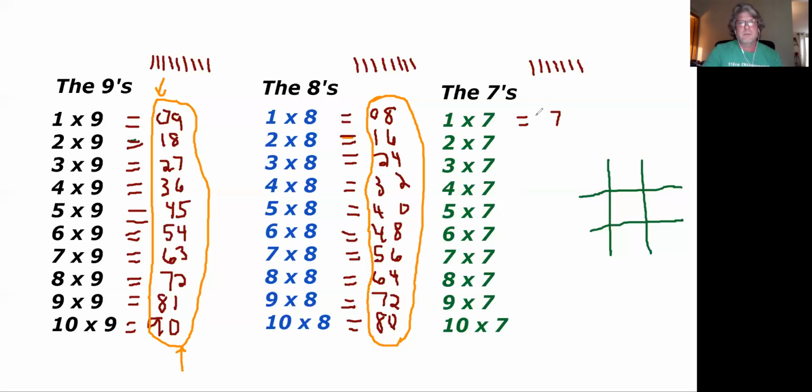The 7s, it's a little different trick here that I've seen. So if I just model the facts here, 2 times 7 would be 14. 3 times 7 is 21. 4 times 7 is 28. 5 times 7 is 35. 6 times 7 is 42. 7 times 7 is 49.